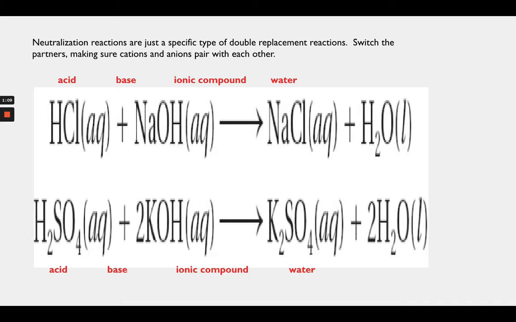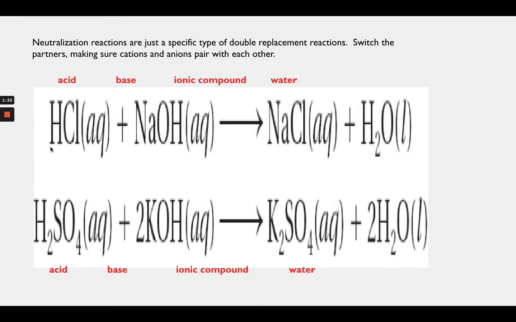So as you recall, I've just said that neutralization is a special type of double replacement reaction. And in a double replacement reaction, you switch partners. You have two ionic compounds that have cations and anions that switch partners, making sure cations and anions pair with each other. So let's look at this example of hydrochloric acid with sodium hydroxide.